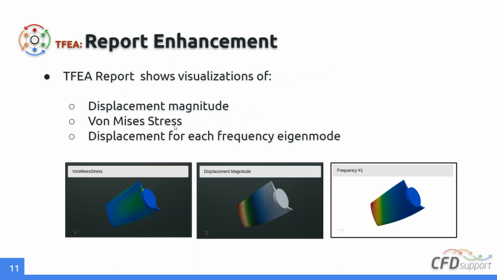When you would like to see the results, you don't need to do the first visualization manually. The TFE report automatically visualizes, not all of them, but for example, von Mises stresses, displacement, and the displacement for each eigenmode for the given frequency, which we get from the frequency analysis.